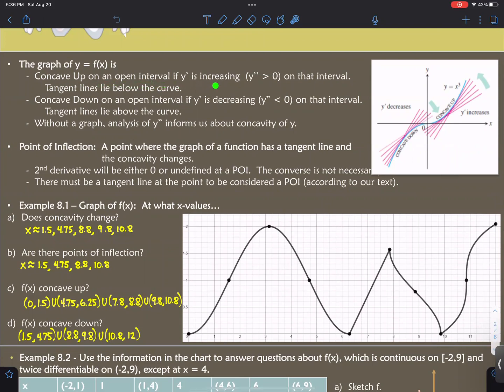if y prime is increasing. y prime is a derivative. For any function, even a derivative, to be increasing, that means its own derivative is positive. So now we're talking about a second derivative being positive. That's perhaps the most common way we look for concavity: we look at that second derivative being positive or negative. Concave down, if y prime is decreasing or y double prime is negative on an interval.